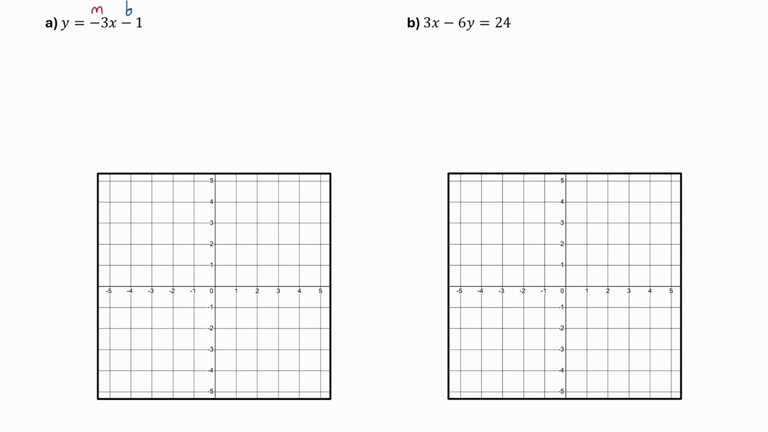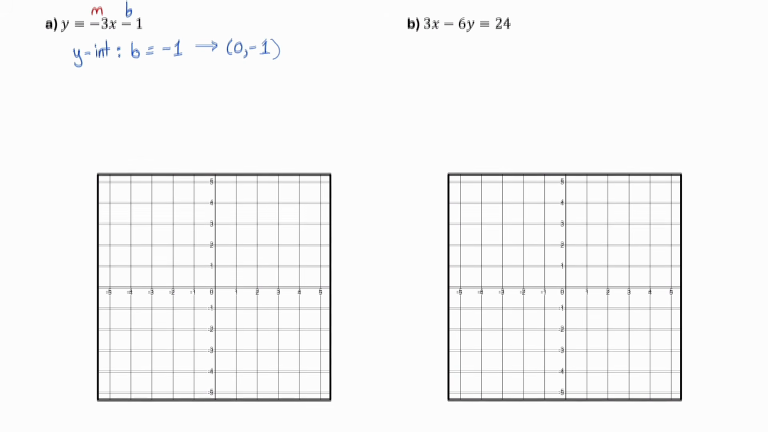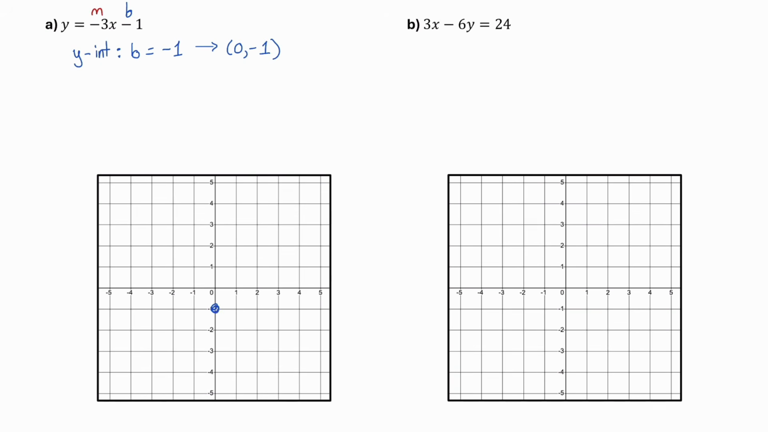So for this question, our y-intercept, our b value, is -1, which means the y-intercept, the point on our graph, would be the point (0, -1). So I can plot that point on my grid, on the y-axis, at the point (0, -1). And then my slope, which is the m in the equation, is equal to -3.